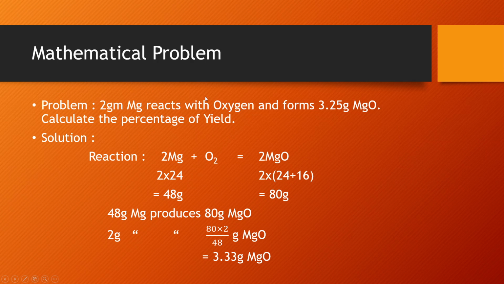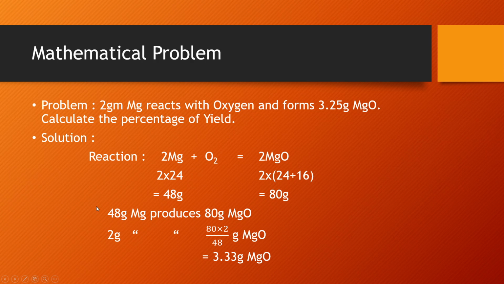Here is a mathematical problem. 2 gram magnesium reacts with oxygen and forms 3.25 gram magnesium oxide. You have to calculate the percentage of yield. The process will be the same, you just have to write the reaction and balance it. So magnesium is reacting with oxygen to form magnesium oxide, and we are gaining 3.25 gram magnesium oxide.